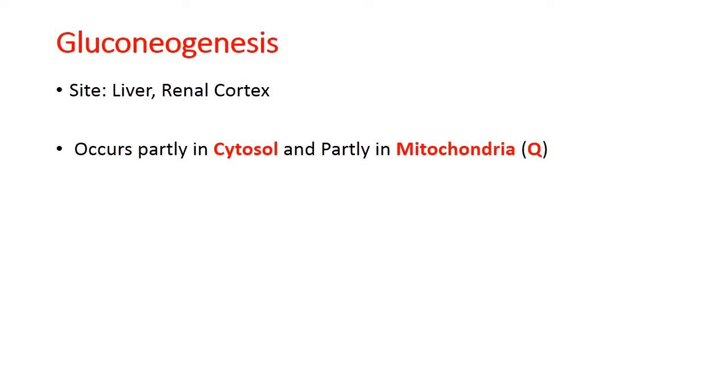Now, where does gluconeogenesis take place in our body? It takes place mainly in the liver and the renal cortex. In the cell, it is one of the pathways that is partly cytosolic and partly mitochondrial. Along with this, there are two other pathways in our body that are partly cytosolic and partly mitochondrial. These are heme synthesis and the urea cycle. This is a common question in the viva table.